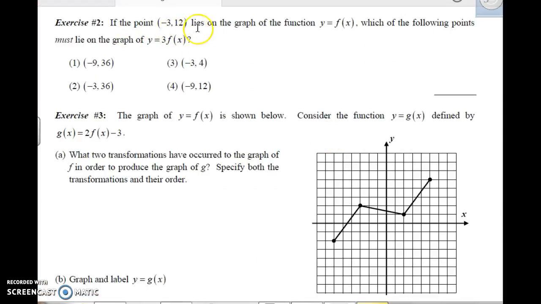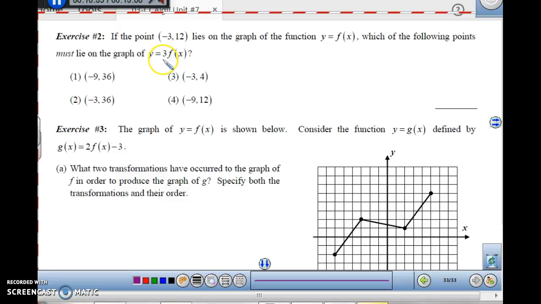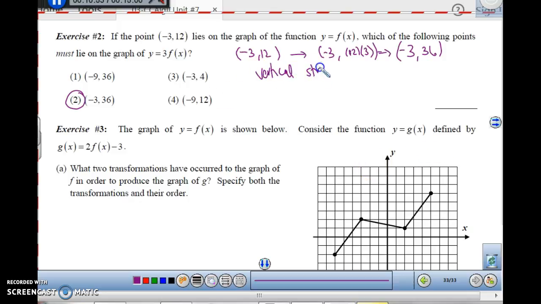So if the point negative 3, 12 lies on the graph of function y equals f of x, which of the following points must lie on the graph of y equals 3f of x? So we are multiplying by 3, and what is being multiplied by 3 is the y. If we start with the point negative 3, 12, it's still going to be negative 3 for the x value, but we're going to dilate it by multiplying the y by 3. So if I take 12 and multiply it by 3, we get the point negative 3, 36. So that point will be on the graph. That's number 2. This is a vertical stretch. So if you stretch this function, the y value we multiplied by 3.